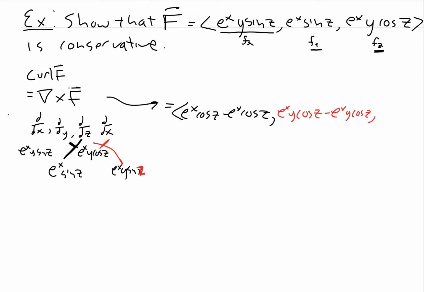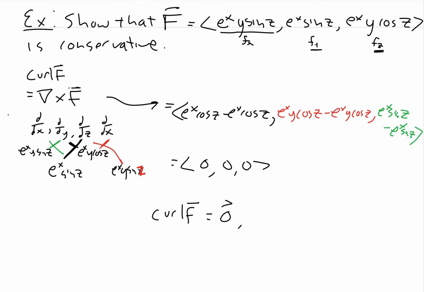And then in my last component, again, I'll switch to another color here. What I'm looking for is my x partial of this guy minus my y partial of this guy. If I fill that in, this is basically going to be an e to the x sine z minus another e to the x sine z. Obviously, if I simplify everything, this does cancel out to the 0 vector. So what I'm getting is that my curl f is 0, so my f is conservative.